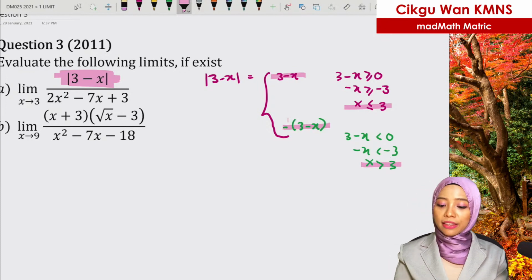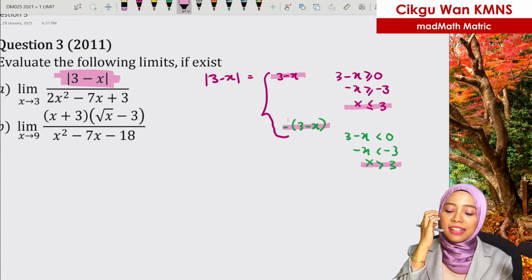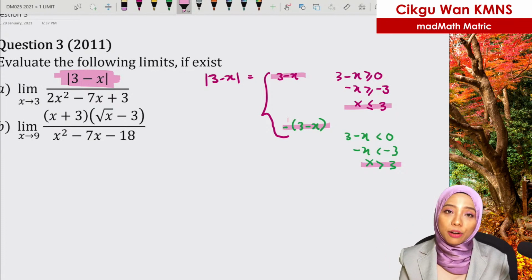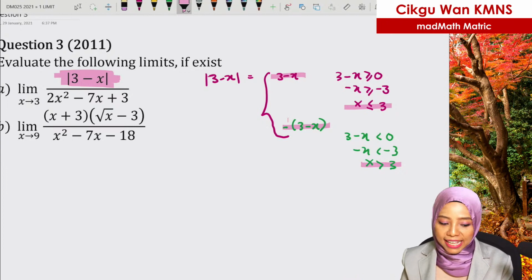Okay, now look at our function. It wants the limit as x approaches 3. So you have to check 3 from the left and 3 from the right. Two things you need to check. Yes, that is how we do it.